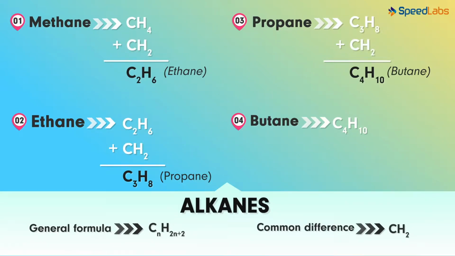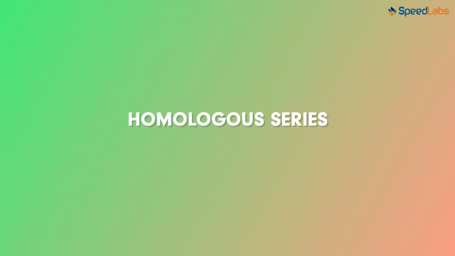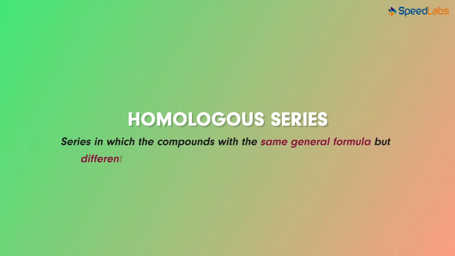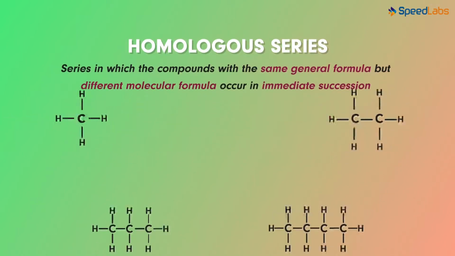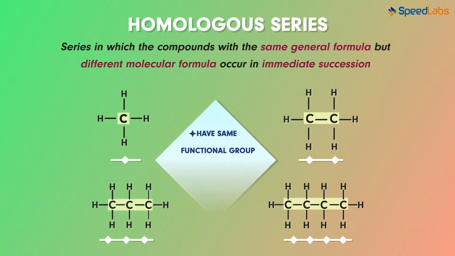Now that we've understood the concept, let's define the term homologous series in simple words. It is the series in which the compounds with the same general formula but different molecular formula occur in immediate succession. So the hydrocarbons in the homologous series will have different lengths of carbon chains, but they will possess the same functional group and will occur in succession.